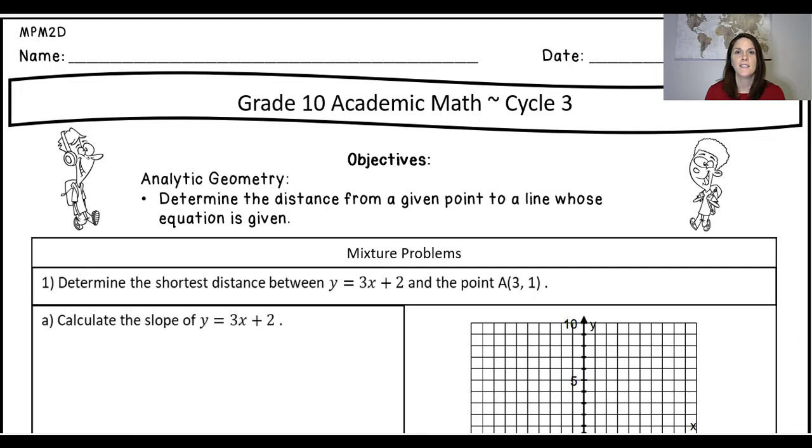Hi everyone. Today we are going to be working on analytic geometry, calculating the distance between a line segment and a point. Go ahead, grab a piece of paper and a pencil, and let's get started.